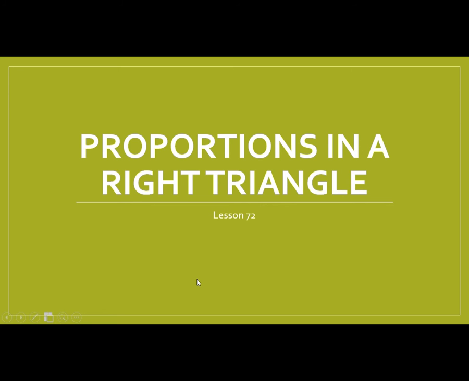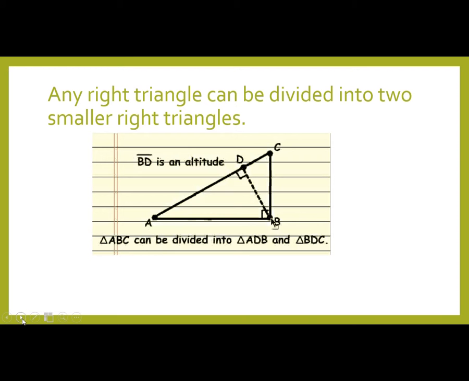Alright, so we're going to start on lesson 72 now. This is proportions in a right triangle, so we're going to get into some trig in this chapter. But before we do, we're just going to talk a little bit about right triangles.